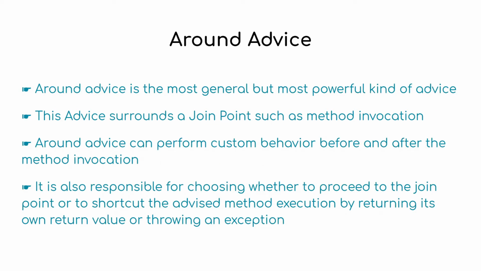The last type of advice we will talk about is around advice. Around advice is the most general one, but it is the most powerful type of advice. This advice surrounds a join point such as method invocation. Around advice can perform custom behavior before and after the method invocation. Around advice is also responsible for choosing whether to proceed to the join point or to shortcut the advice method execution by returning its own return value or throwing an exception. So this around advice is quite powerful.